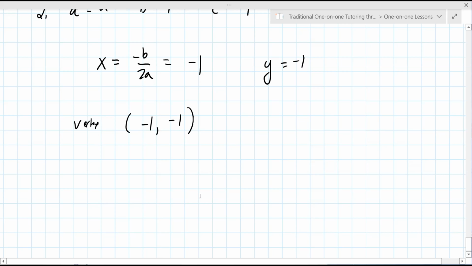So domain, we know the domain is all real numbers. How about the range? What is the range in this case? y is greater than or equal to -1. Yes, greater than or equal to, and that's because it actually hits that point. And you do need all this other stuff. Don't think you can avoid doing that.